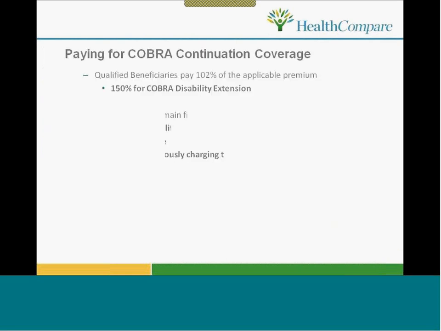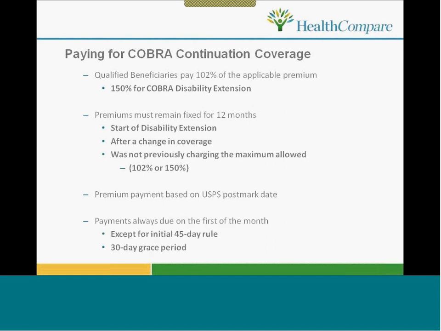What about paying for COBRA coverage? When it comes to payment and premiums, the law says that we can charge up to 102% of the applicable premium under federal COBRA. And that's just regular COBRA coverage. There's a situation where somebody can extend their COBRA beyond 18 months if they're awarded a disability from the Social Security Administration. If they are awarded disability and they want their extension of COBRA, during the extension we can charge up to 150% of the premium.